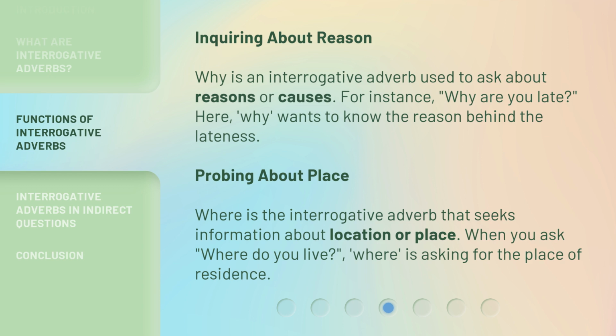Probing about place. Where is the interrogative adverb that seeks information about location or place. When you ask, where do you live? Where is asking for the place of residence.